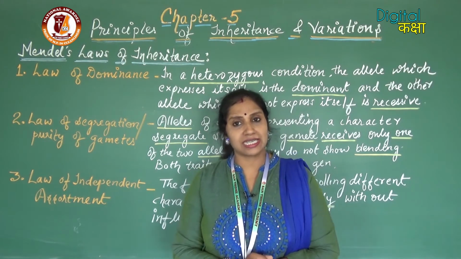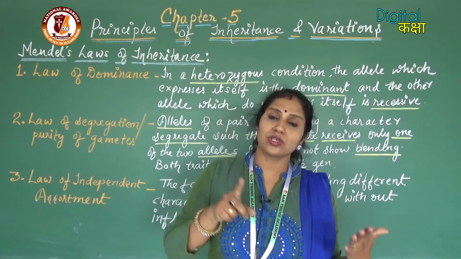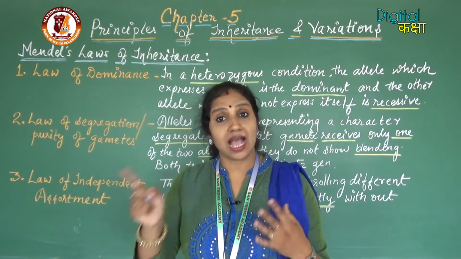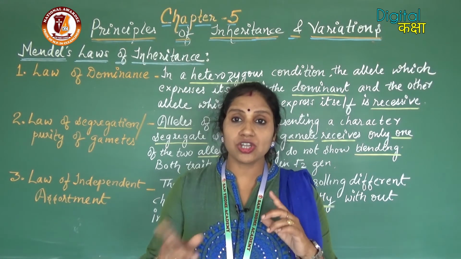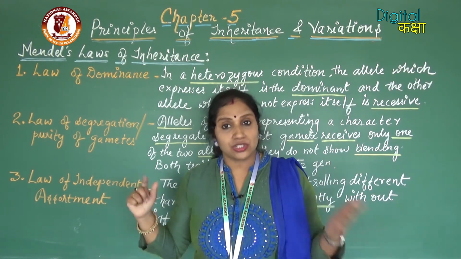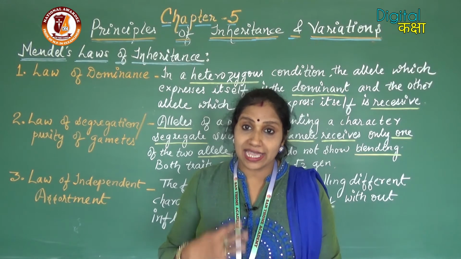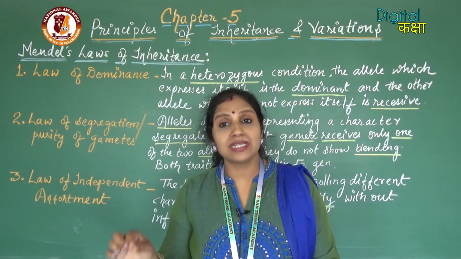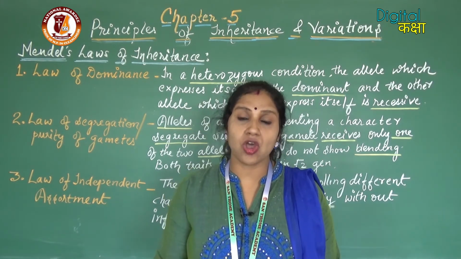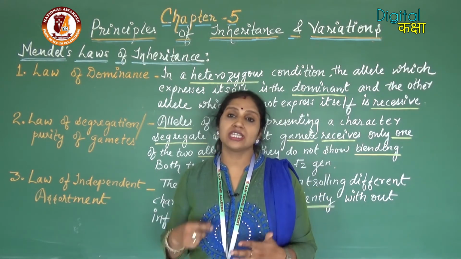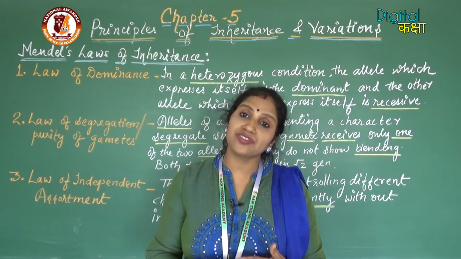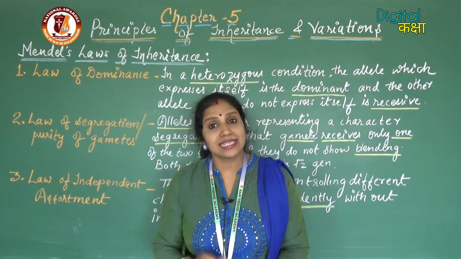Like we have seen in the dihybrid cross, there was yellow seed and green seed. So, whatever combinations we have got, that is either yellow or green. We have not got a mixed color, that is a color intermediate between yellow and green. So, it means that all alleles assort independently and they do not influence each other, and without influencing each other they pass from one generation to the next generation.